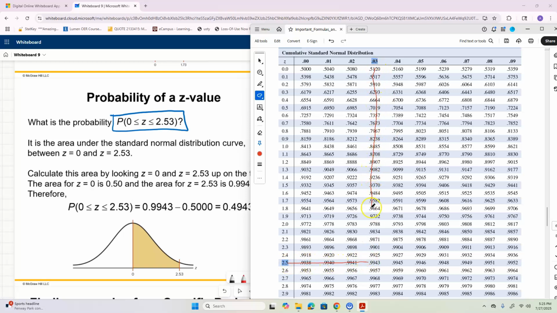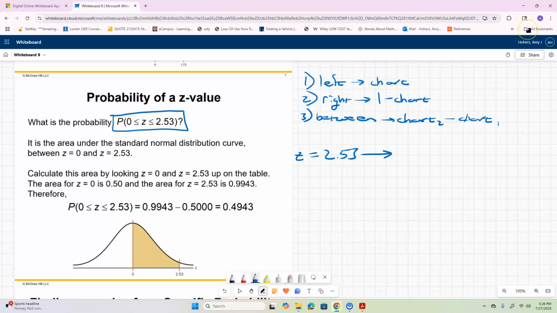Got stuck on 0.3 and 0.9 for the last digit. Okay, so we got 0.9943 for our first value. 0.9943. Now let's do the second value. In this case, the second value is 0.